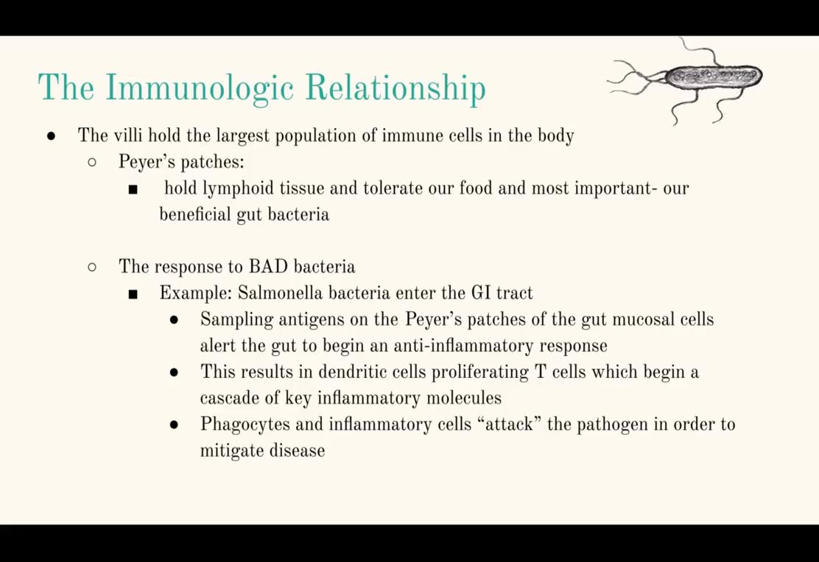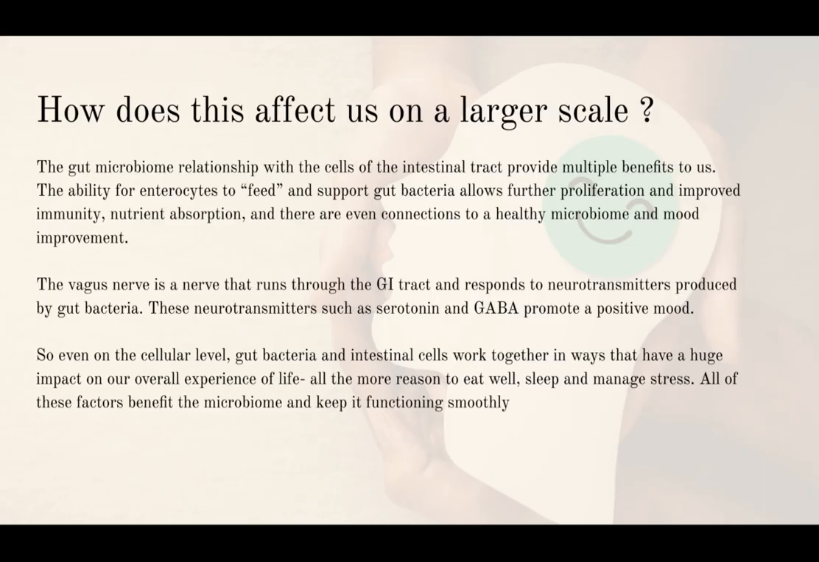For example, when Salmonella bacteria enter the GI tract, sampling antigens on the Peyer's patches of the gut mucosal cells alert the gut to begin an inflammatory response. This results in dendritic cells proliferating T cells, which begin a cascade of key inflammatory molecules. Phagocytes and inflammatory cells attack the pathogen in order to mitigate disease.